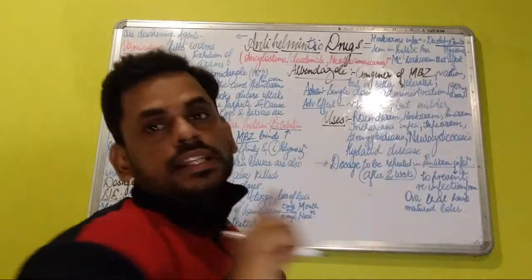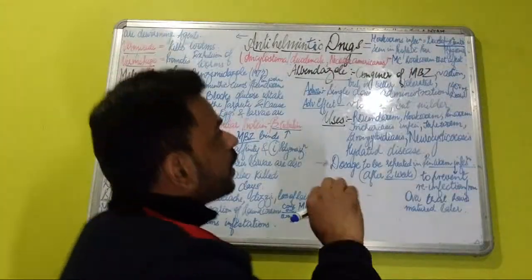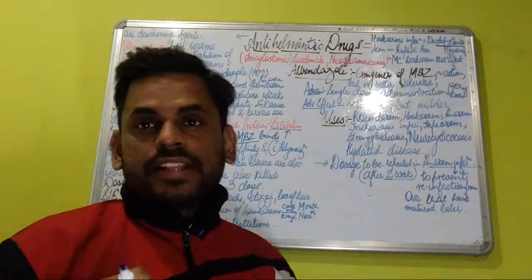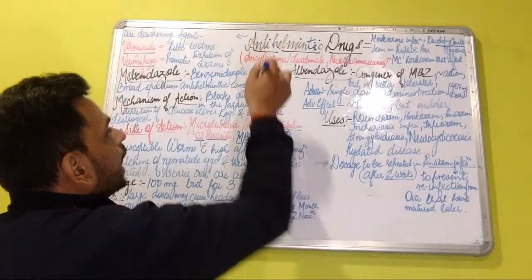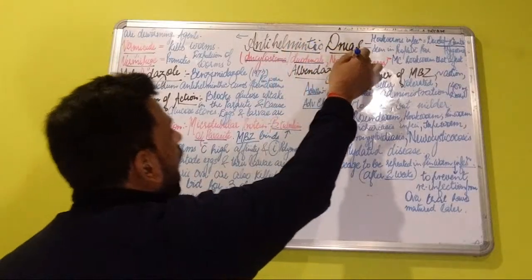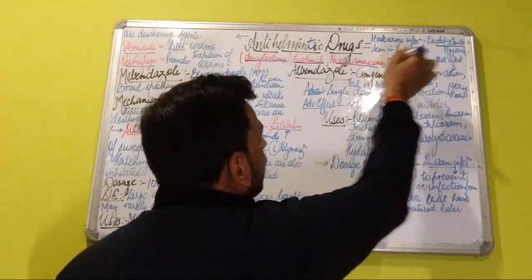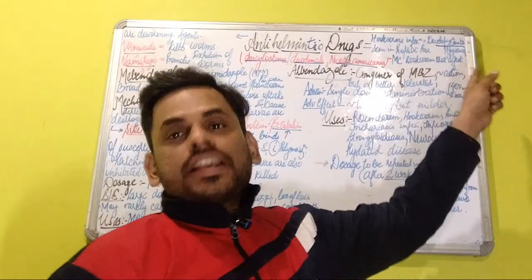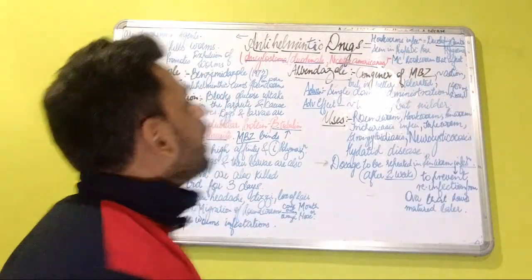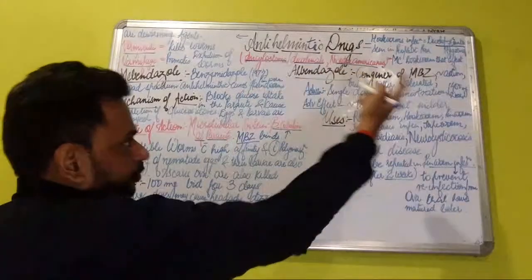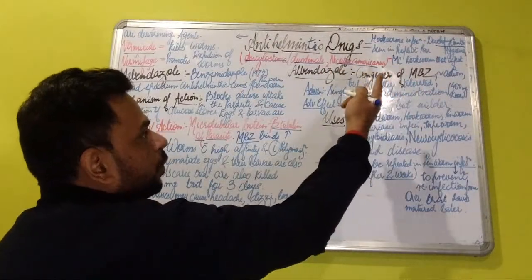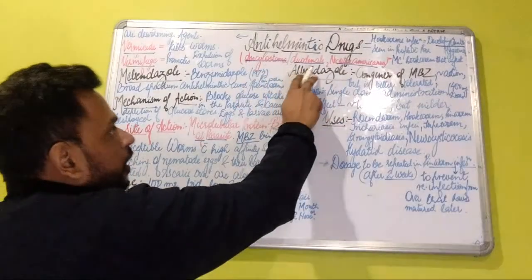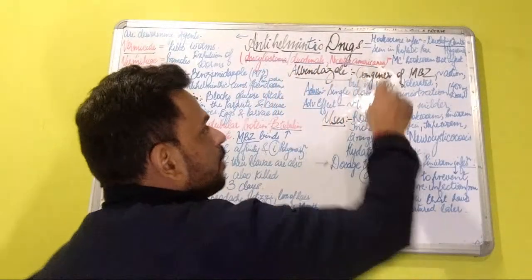So it is mostly seen in people who have poor hygiene, and the most important parasites that infest are Ancylostoma duodenale and Necator americanus. These are the most common hookworms that infest the human body. So these are the two important, most common hookworms that infest the body: Ancylostoma duodenale and Necator americanus.